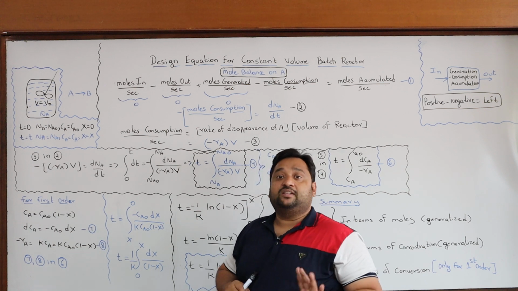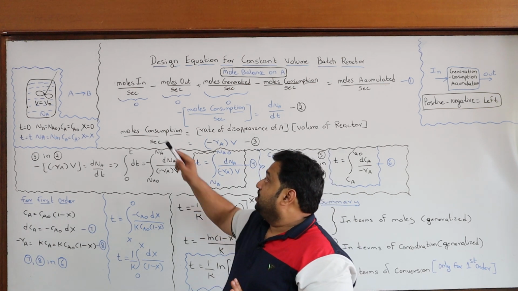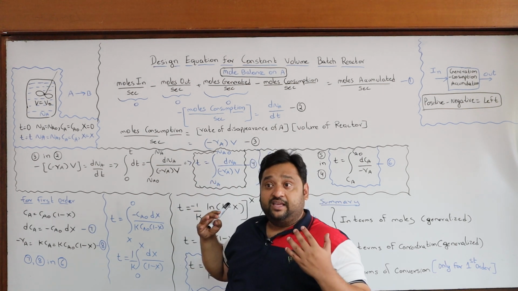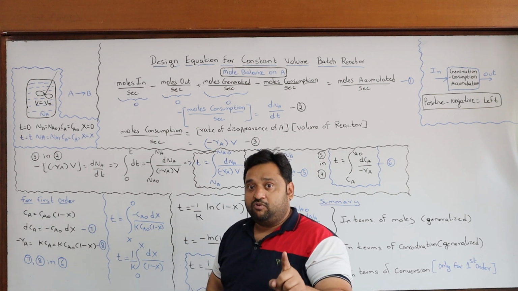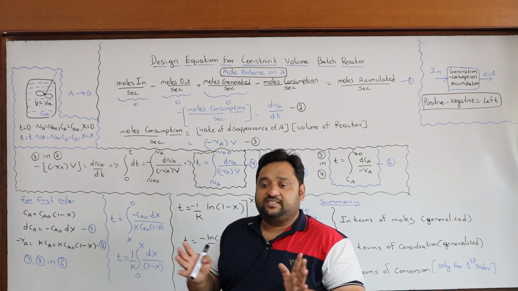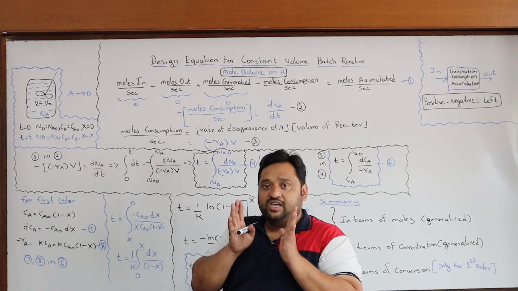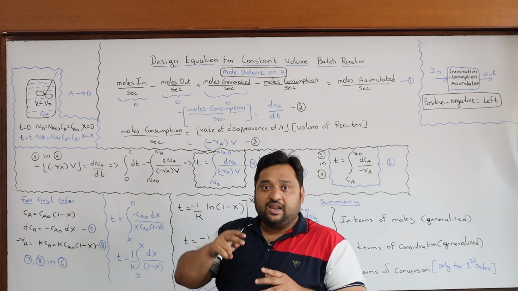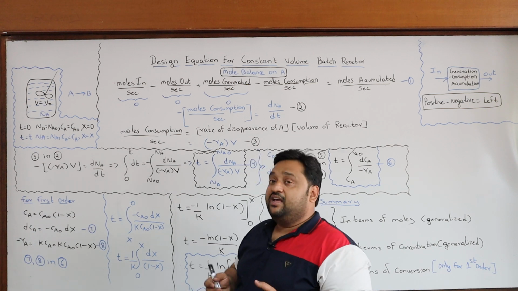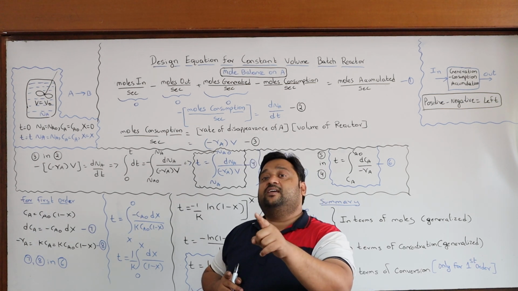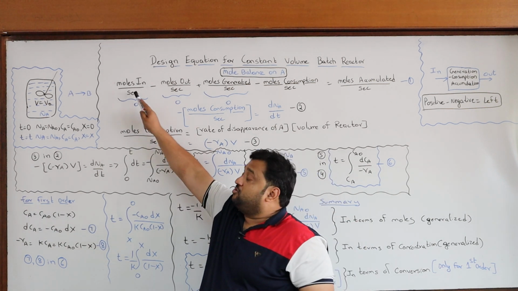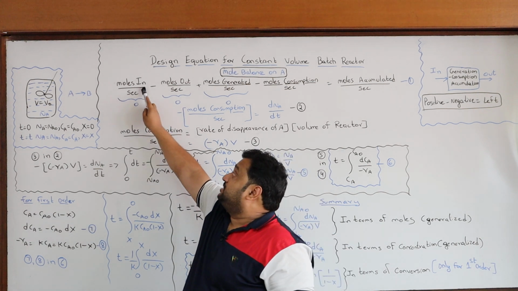So let us do the mole balance on A, which is my reactant. How many moles of A are getting into the reactor? Anything that helps A is positive, anything that removes A is negative, and what is left is accumulation: how many moles come in and how many go out, the rest gets accumulated in the reactor. Anything that helps is positive, anything that consumes is negative. Keep this in mind. So the first thing is moles in per second.